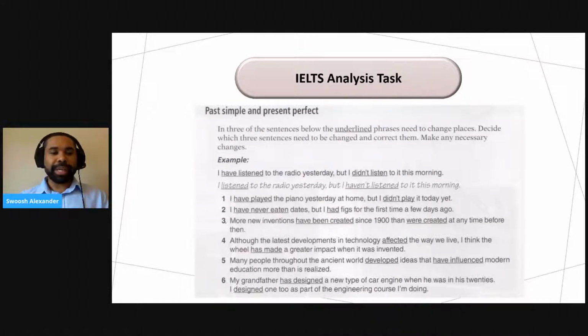So let's have a look now at the next example here. It states, "I've played the piano yesterday at home, but I didn't play it today yet." What do we think? Is this correct or incorrect, and why? Just let me know in the chat box if you have any comments on this one.